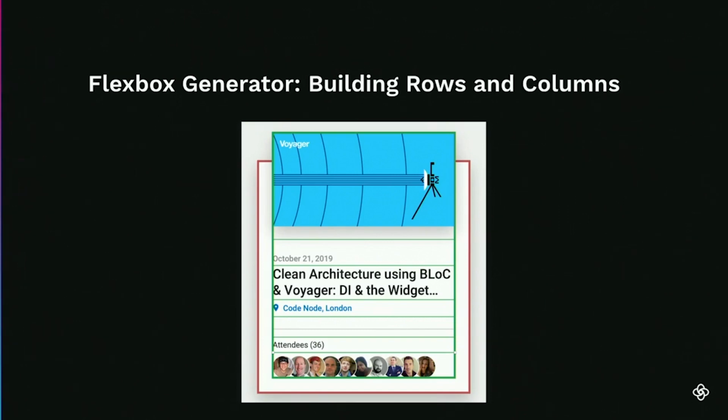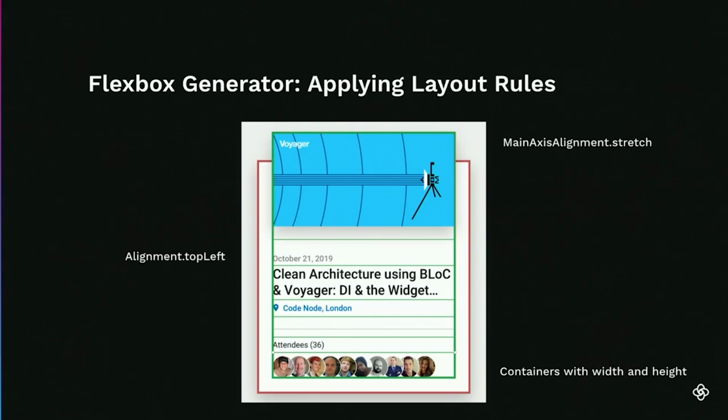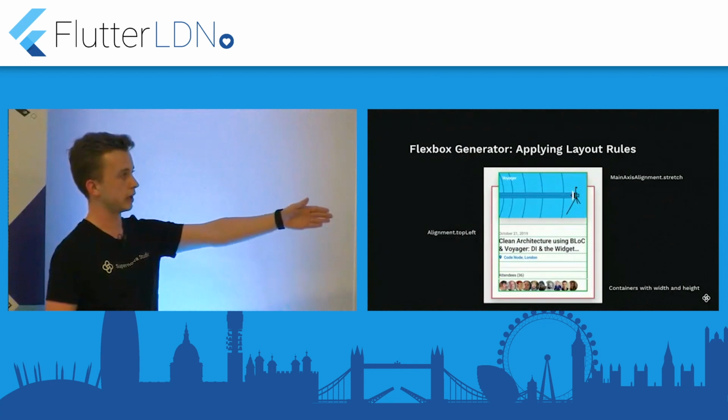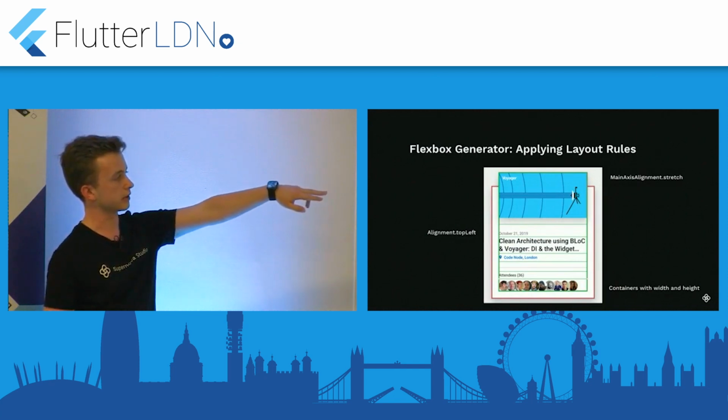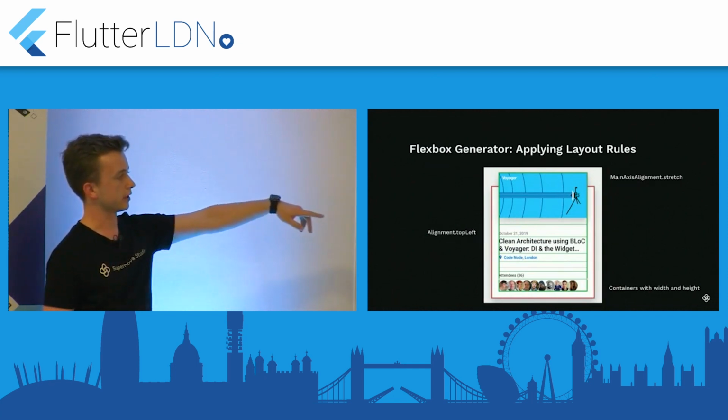And then after this is done, it takes all the pins you've defined in the SuperNova and generates the layout rules. So basically, in this case, as most of the components are stretched vertically, it will apply the main axis alignment stretch. This little October 21, 2019 will have to be aligned to the left.